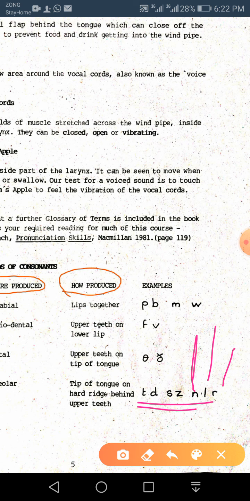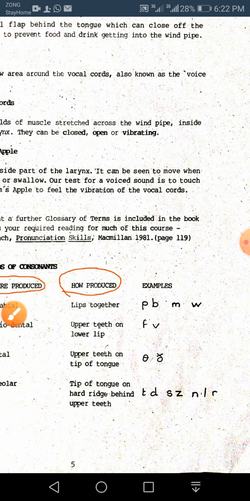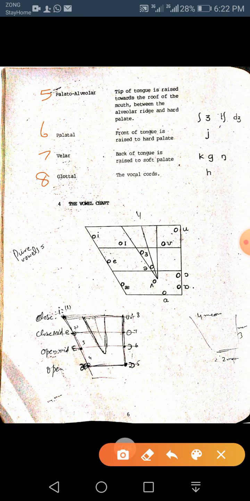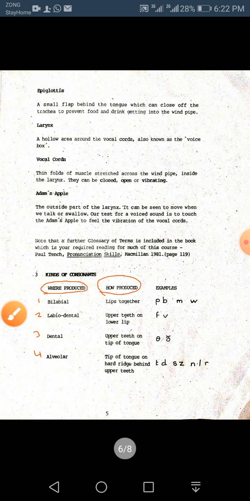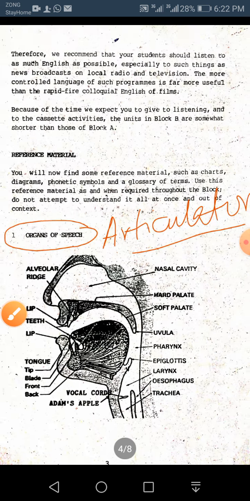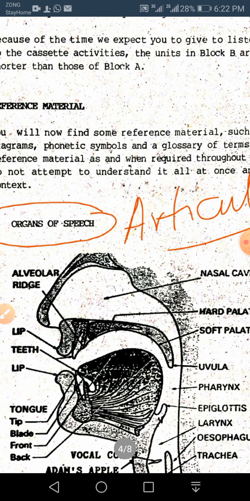So these sounds are produced at the alveolar ridge. Now another place of articulation is palatal alveolar. It is the place between palatal and alveolar ridge. Let me show you the diagram here. Let me show you the place.